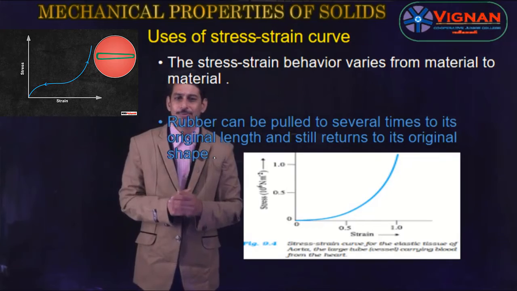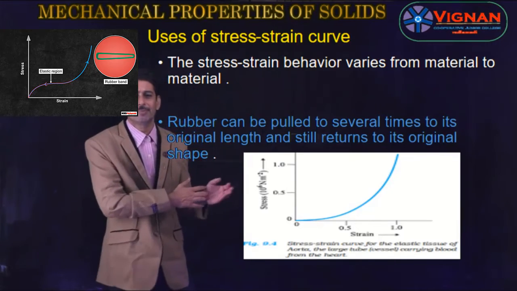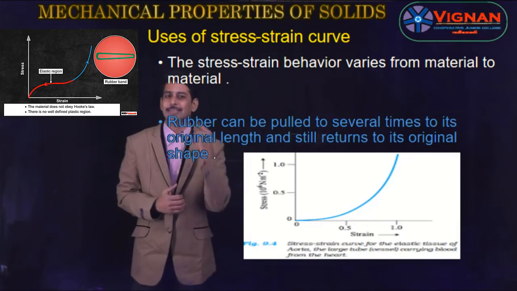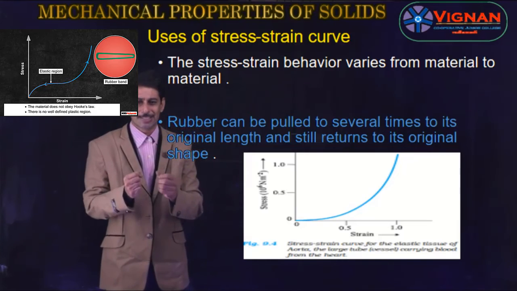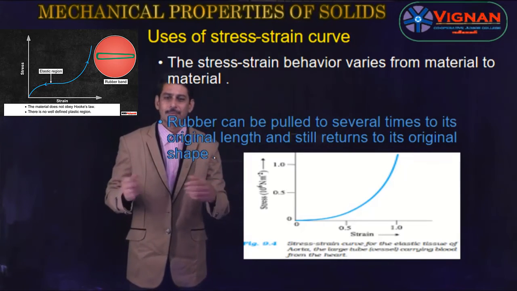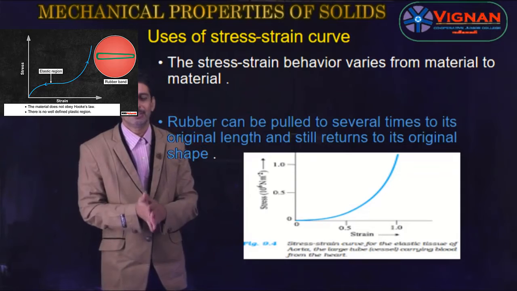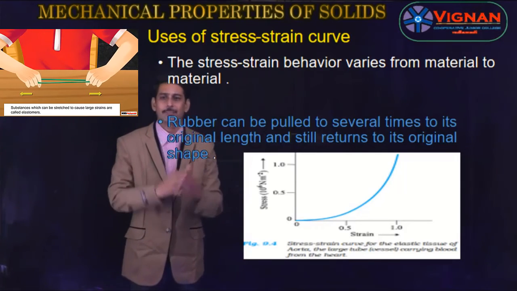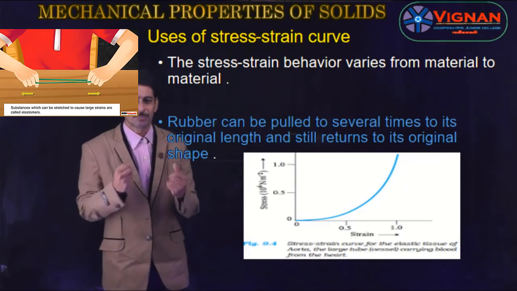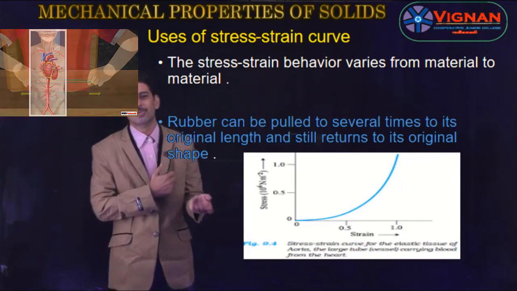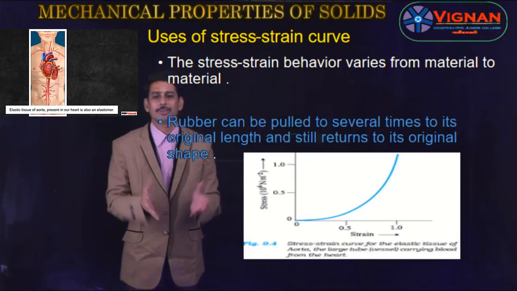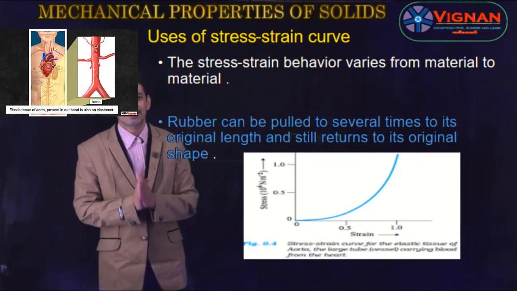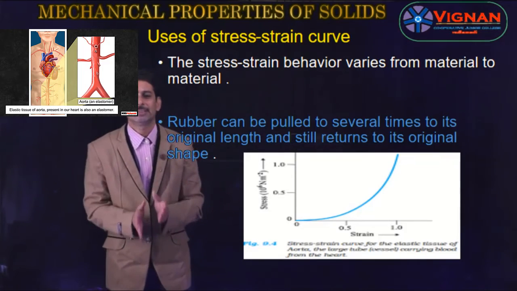That graph shows that rubber can be pulled to several times its original length and still return to its original shape. That means you expand the rubber, so even though there is an increased length of the wire whenever we apply force on the body, when we remove the force, the rubber gets back to its original shape. Such materials are called elastomers. Interestingly, the tissue of the aorta present in our heart is also an elastomer.